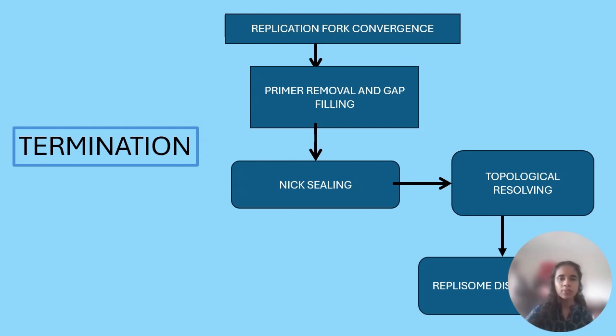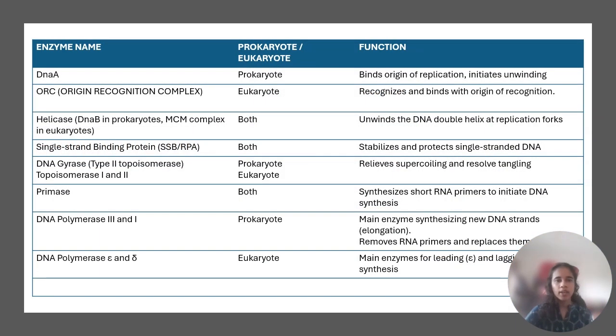So the combination of proteins which function at the replication fork is referred to as the replisome. Okay, so this is the whole termination step. And now these are the important enzymes. First I told you about DnaA and ORC.